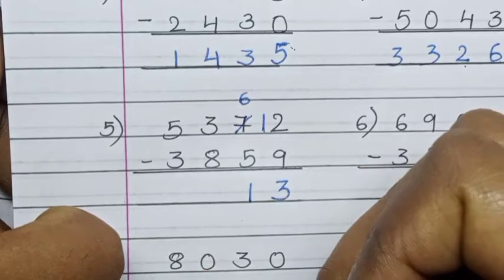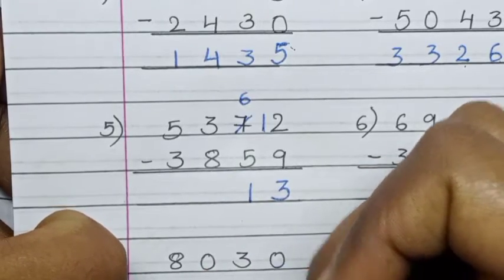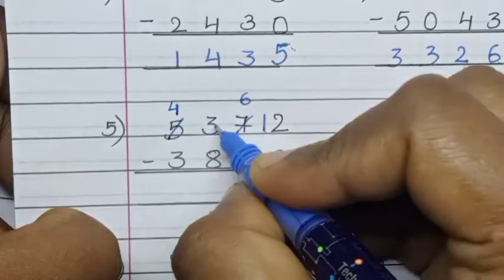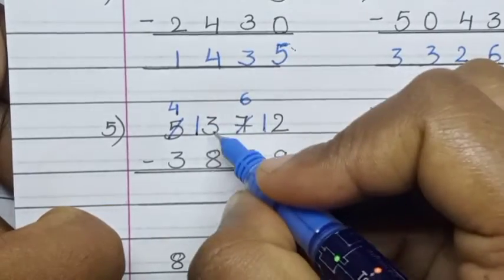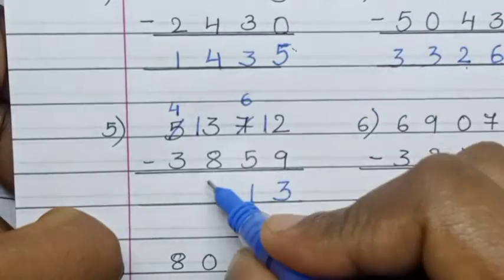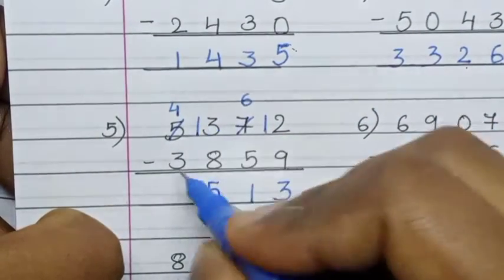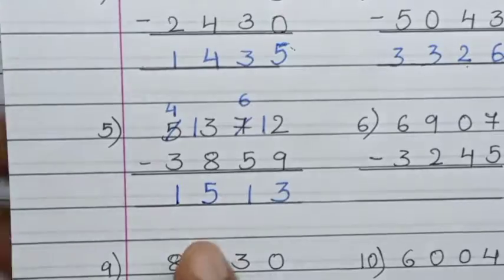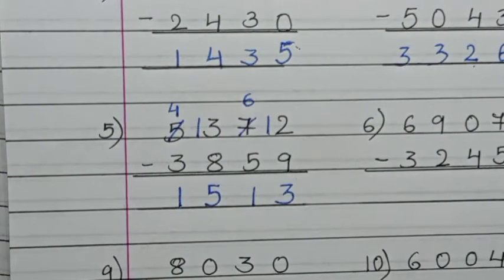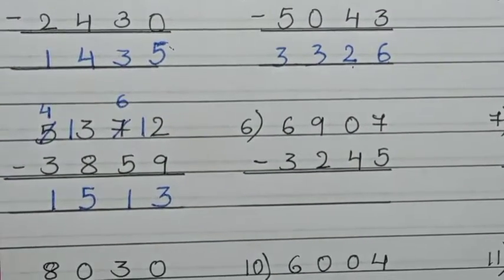What is 3 minus 8? We can't do 3 minus 8. So what do we do? We borrow from 5. 5 will become 4, 3 will become 13, right? What is 13 minus 8? After 8: 9, 10, 11, 12, 13. So it is 5. What is 4 minus 3? That is 1. So the answer is 1513.